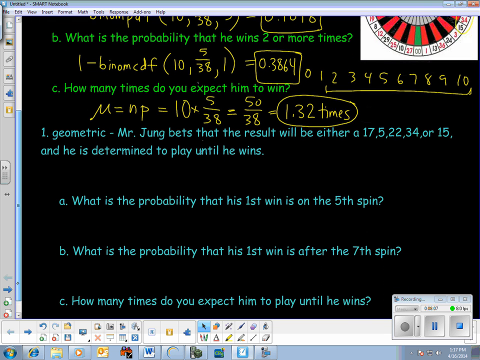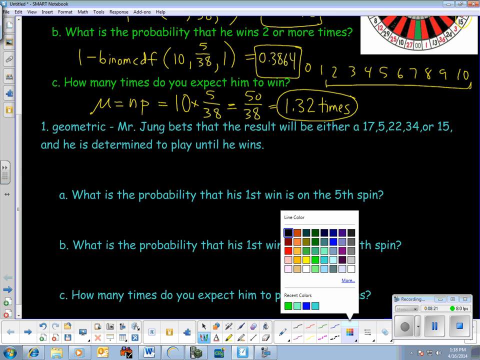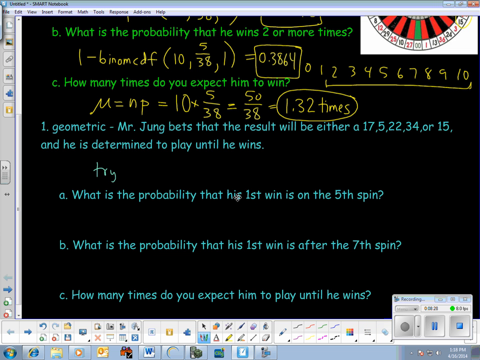If Mr. Young has a different strategy, he's going to go play until he wins with this betting strategy, until he wins on the 5/38 chance. This is geometric. The difference being, I don't know how many spins I'm going to take. All I know is that I'm going until I succeed. That's what makes it geometric.